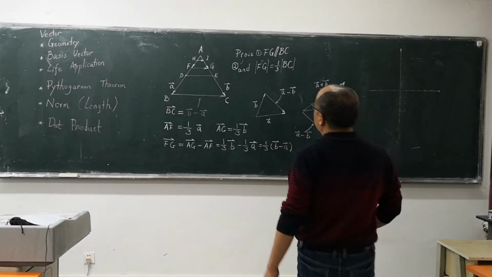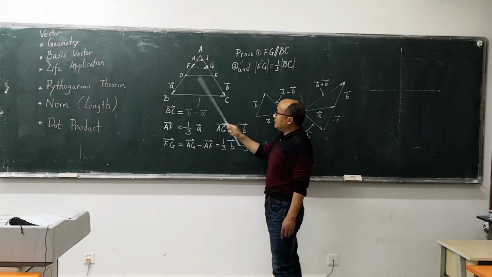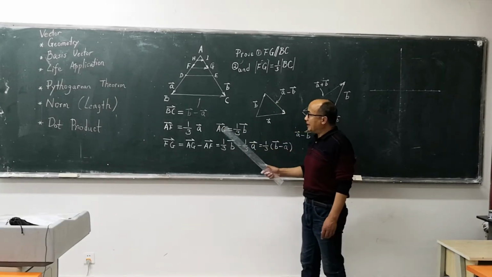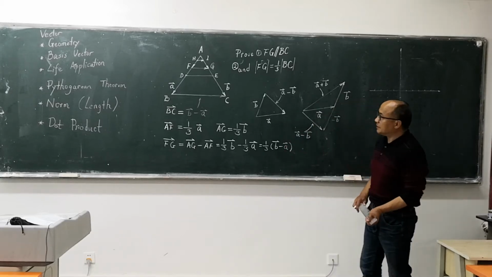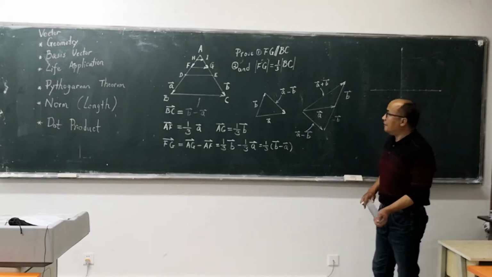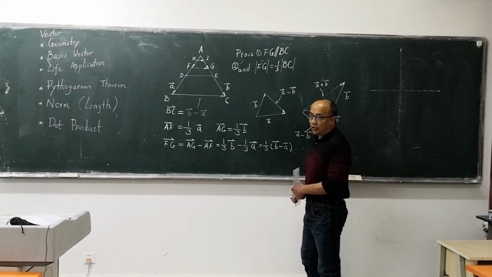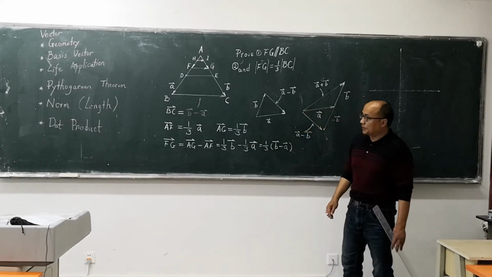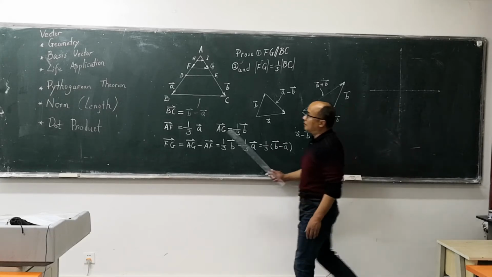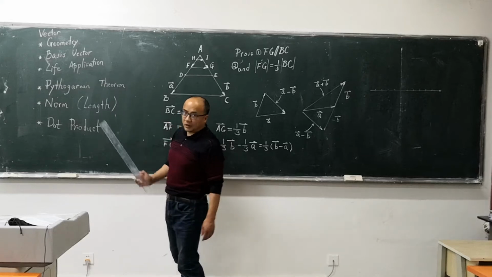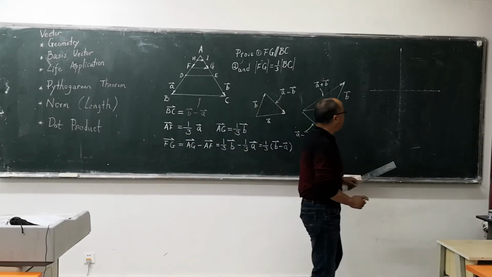Okay, suppose you have proved HI parallel to BC by using vectors. I won't repeat it now. If you have difficulty doing it, you can talk to your classmate or talk to me. We have to move on to the second topic, basis vector.